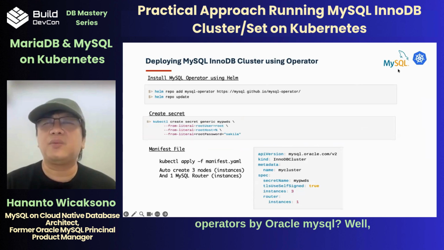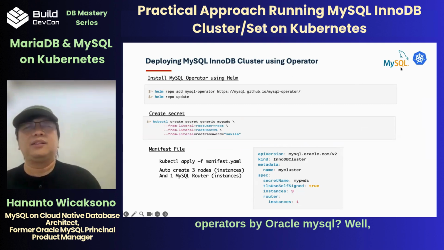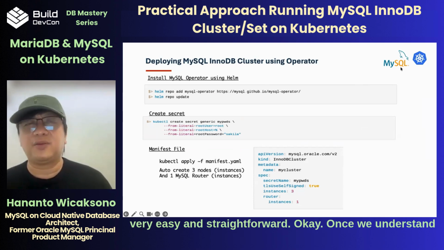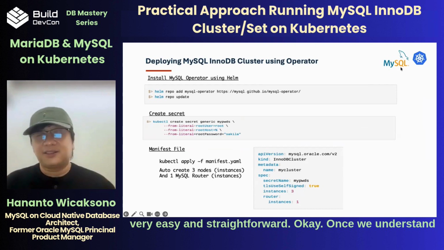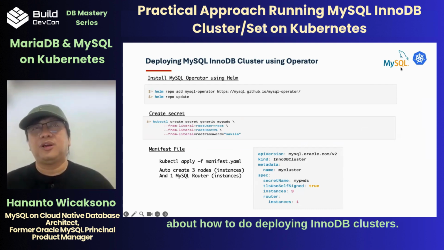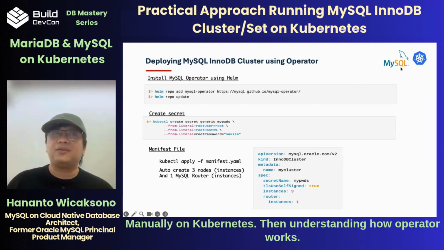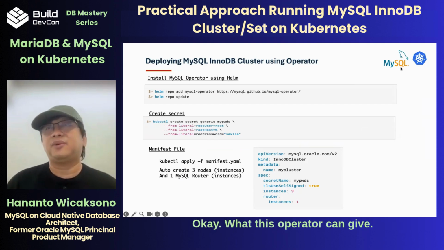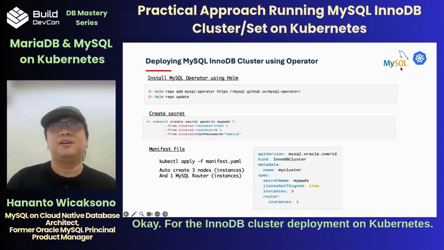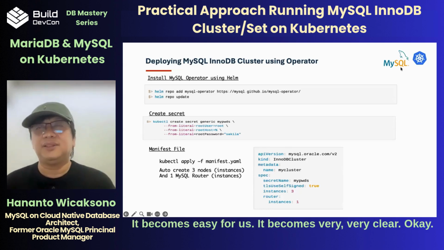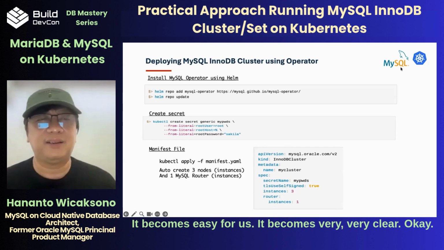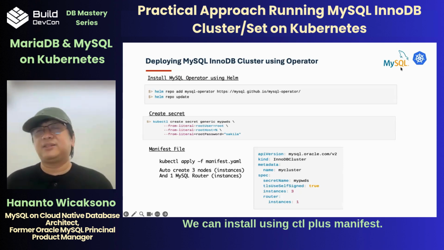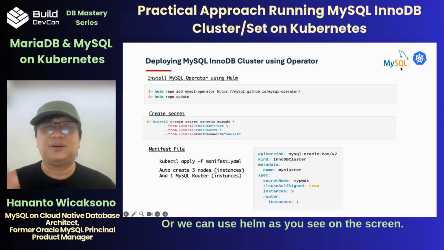How about the MySQL Operator by Oracle MySQL? Deploying MySQL InnoDB clusters using the MySQL Operator by Oracle MySQL is very easy and straightforward. Once we understand how to deploy InnoDB clusters manually on Kubernetes, understanding how the operator works and what it can give us for InnoDB cluster deployment on Kubernetes becomes very clear. First of all, we need to install the MySQL Operator. We can install using kubectl plus a manifest, or we can use Helm, as you see on the screen.